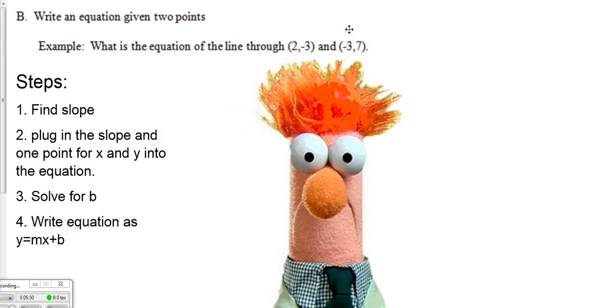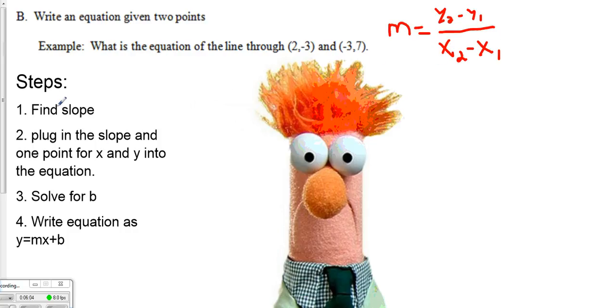With these 2 points, we can find the slope. And remember, the formula for finding slope, if you've forgotten, I'll write it again, is m equals y2 minus y1 all over x2 minus x1. Okay, take your second y value minus your first y value, all over, take your second x value minus your first x value.